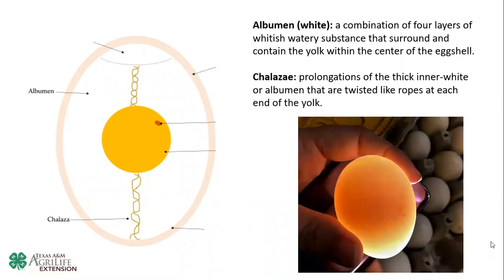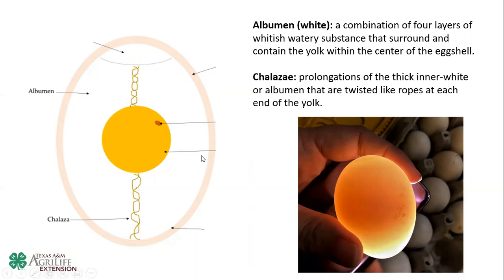Next we have the albumen, or the white. You can kind of see in this picture right here the lighter part of the egg. This is kind of a whitish watery substance that surrounds the yolk and is full of food for the embryo as it grows and develops.